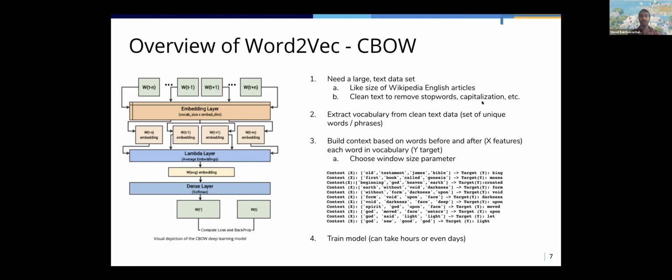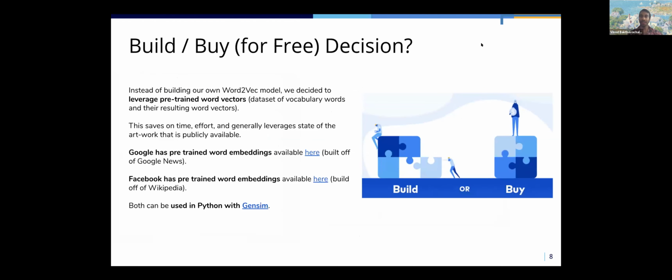And so this raises a central question that you always encounter in data science: the build versus buy decision, or in this case, buy for free, because there are a lot of publicly available sources. When we were looking to build our word-to-vec model to power this course match technology, we decided that instead of training our own model, we would leverage pre-trained word vectors out there. There are a lot of companies that use access to the large text data sets they have to build these neural network models, and they have a mapping of each word in their vocabulary to a numerical vector representation. This saves a ton of time and effort, and it leverages generally state-of-the-art work that's publicly available. These are the best researchers in the world building these models, and you can take full advantage of this output.